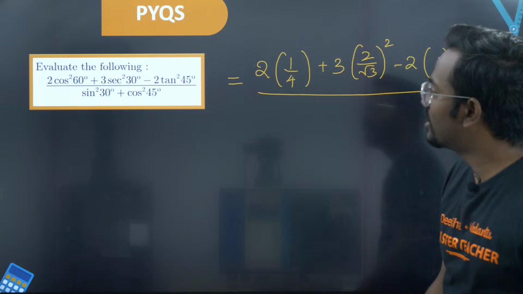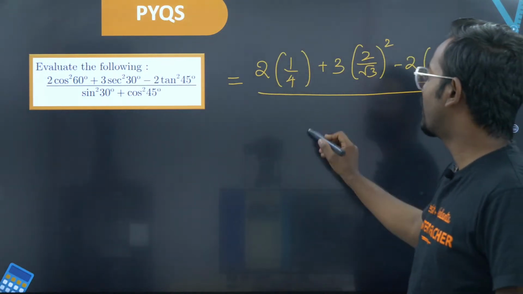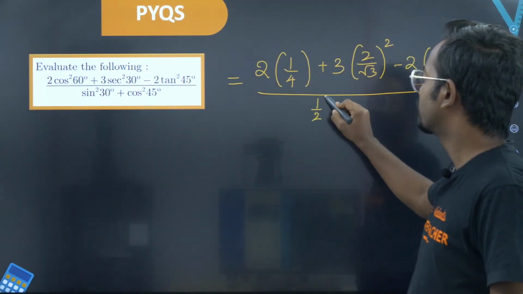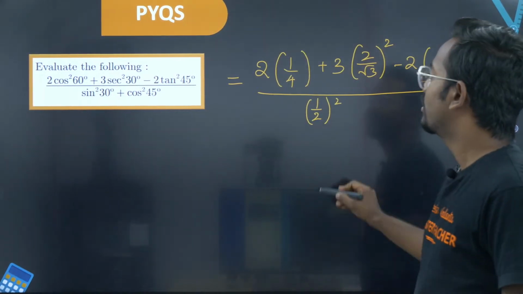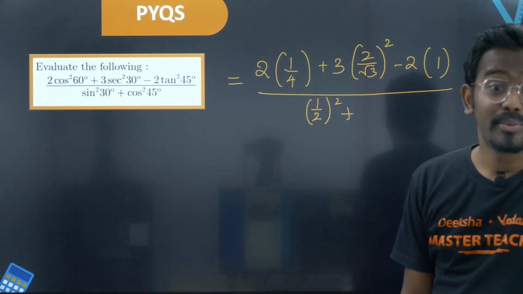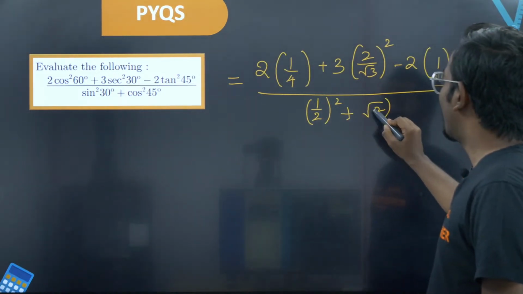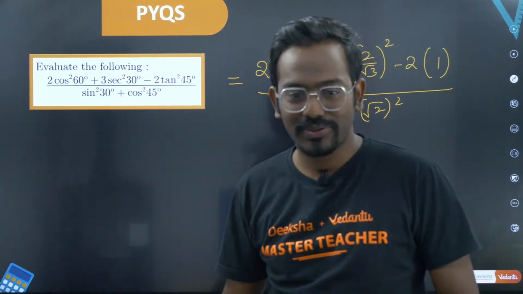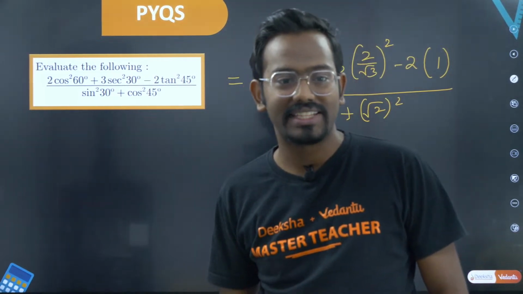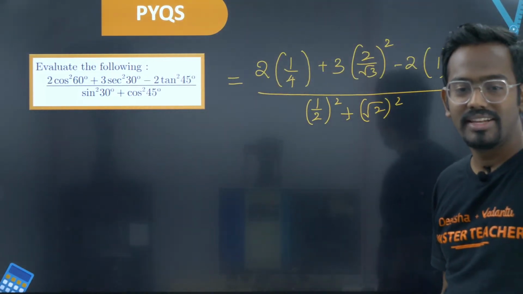So sin square 30 is basically 1 by 2 whole square, that is 1 by 4 again, plus cos square 45. What is cos 45? Sir, cos 45 is root 2. So my students have already got an answer. Sudhir Kumar says the answer is 10 by 3. Let's see what is the answer. 10 by 3 is an answer.